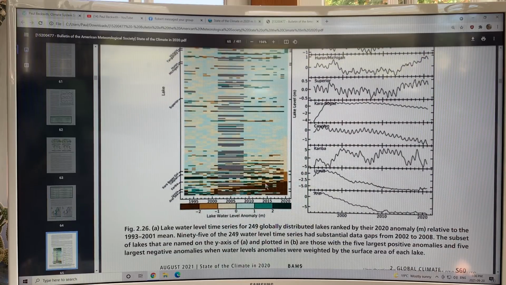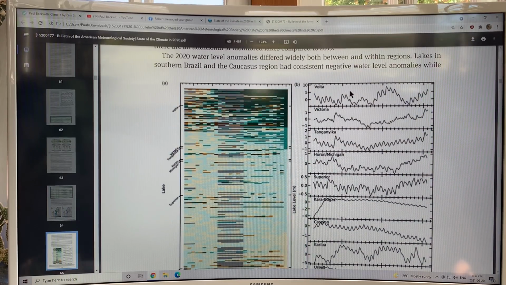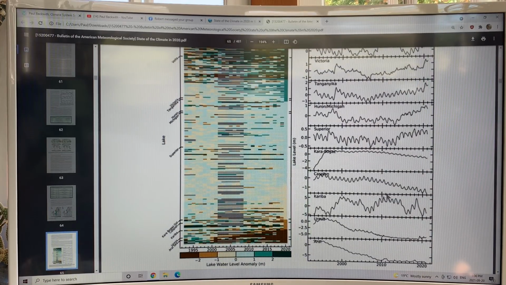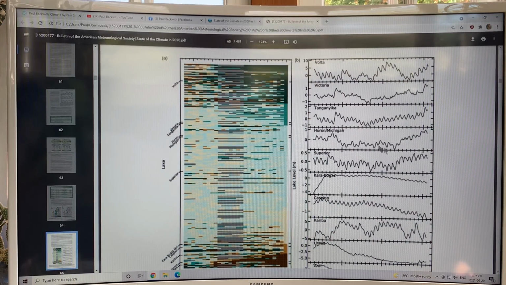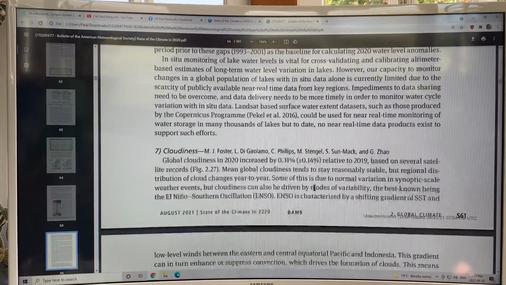This is the lake water level time series of different lakes, and you can see the Caspian Sea decreasing, the Aral Sea is just about disappearing. Lake Superior was dropping for quite a bit, then increasing. Over the last almost decade, not quite, the Great Lakes have been getting more water, whereas before people were worried about them going much, much lower.